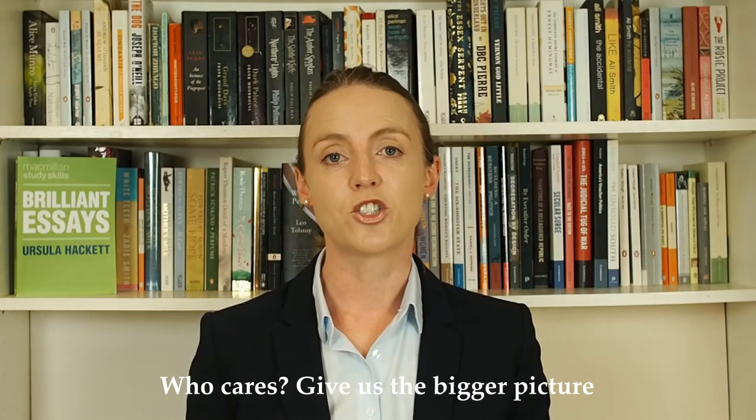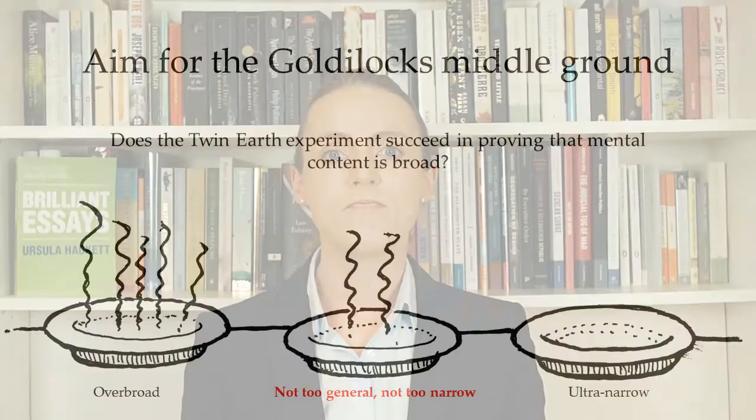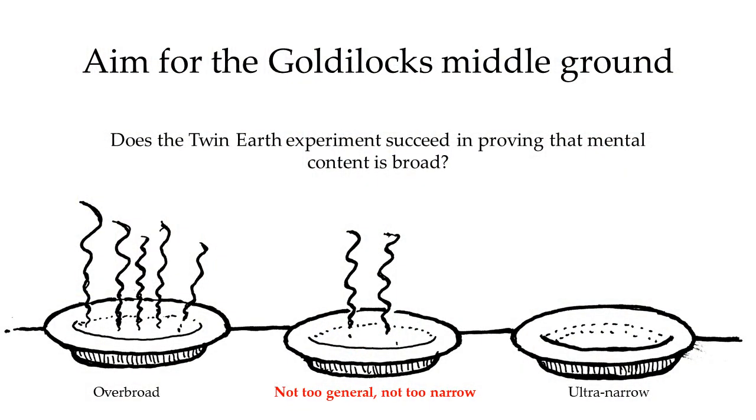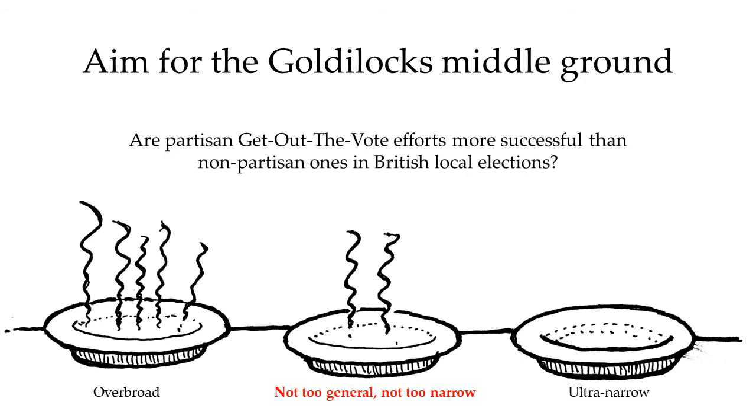What are the twin Earth experiment's strengths and weaknesses? Why are you interested in the Church of Latter-day Saints? What role do leaflets play in modern campaigns? You need to give us the bigger picture so that we know why we should care about your question. A Goldilocks approach, not too vague, not too narrow, might be something like, does the twin Earth experiment succeed in proving that mental content is broad? What factors explain variance in Americans' attitudes towards religious outgroups, such as Muslims and Mormons? Are partisan get-out-the-vote efforts more successful than non-partisan ones in British local elections?